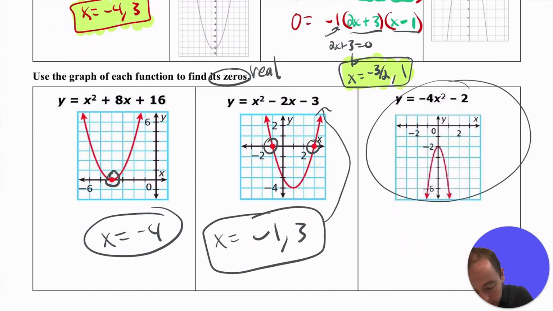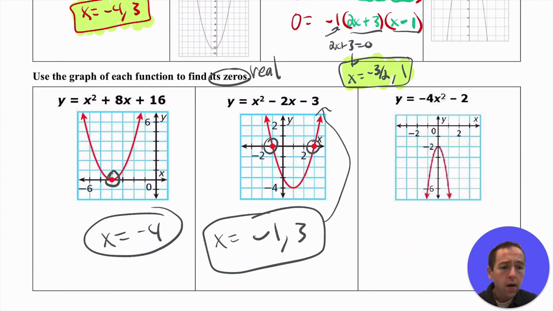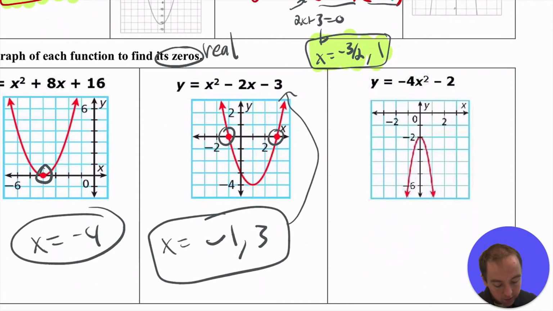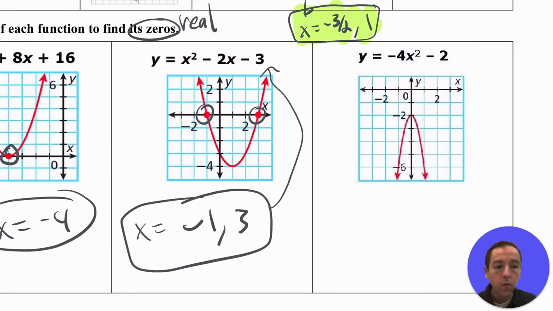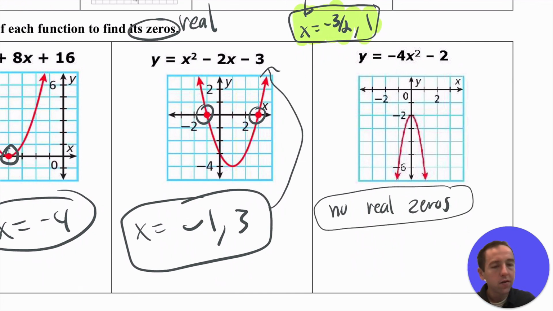And then for this right here, you can see that it has no x-intercepts. And so it seems like, okay, how in the world am I going to get y to be 0? So it turns out that there are no real number zeros, because it doesn't cross through the x-axis. It does turn out that there are actually zeros of the function, and we'll understand that more later on. But just for right now, if it doesn't cross through the x-axis, then we know at least it doesn't have any real zeros.